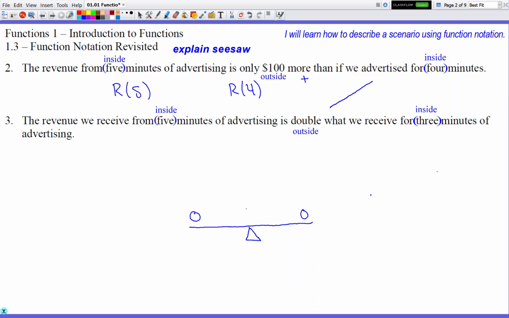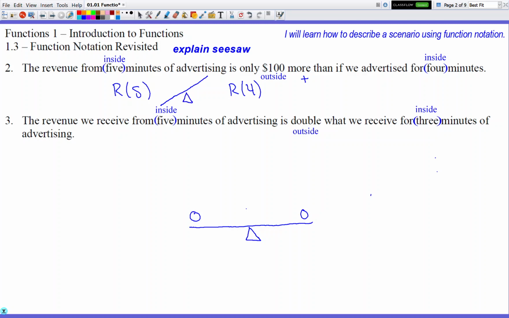Yeah, where the left side is heavier than the right side? Or is the seesaw going to tilt this way, where the right side is heavier than the left side? So which is going to make more money? Is advertising for 4 minutes going to make more money, or is advertising for 5 minutes going to make more money? Okay, and hopefully you say 5 minutes makes more money. So the seesaw is going to tilt this way.